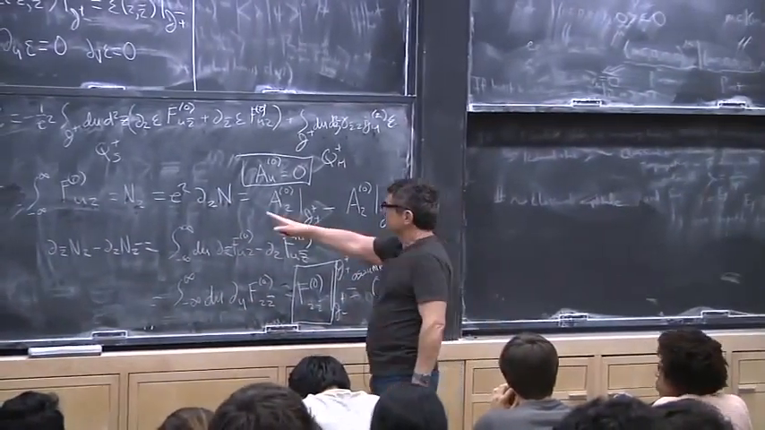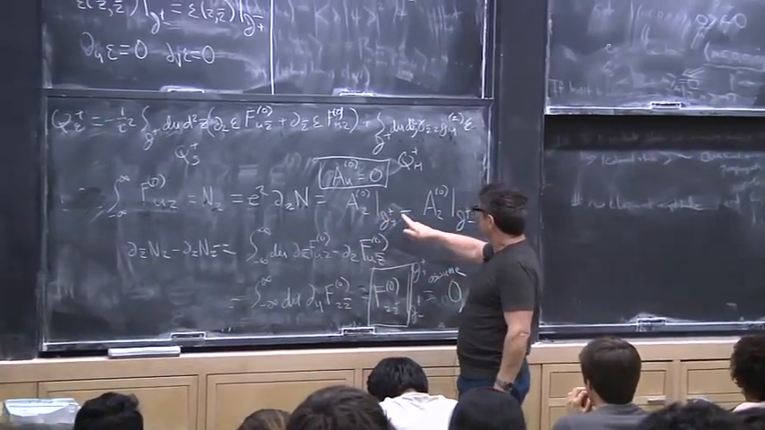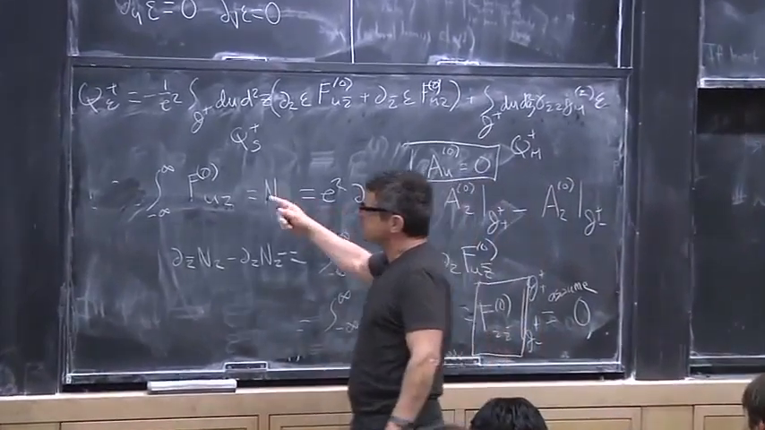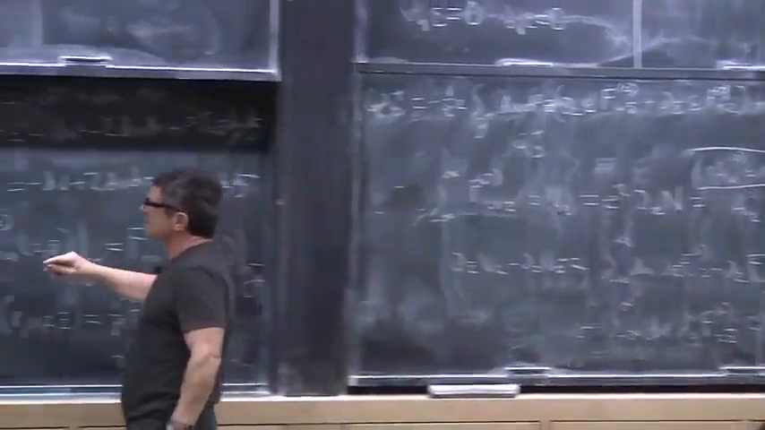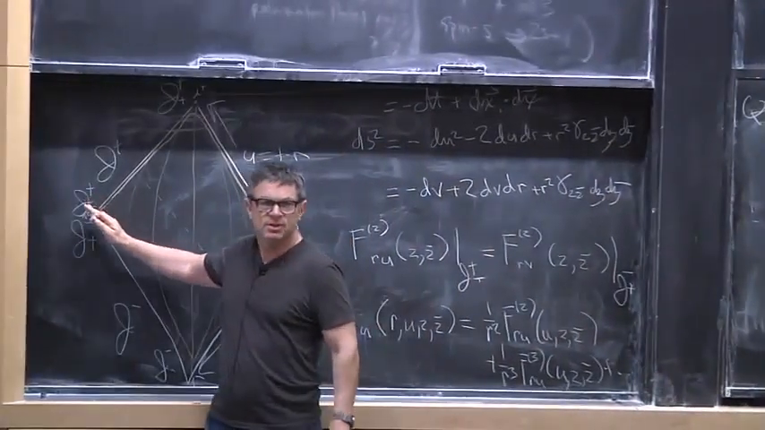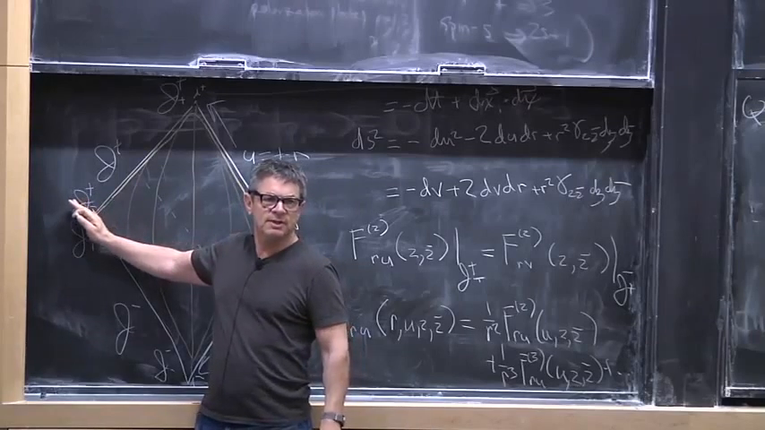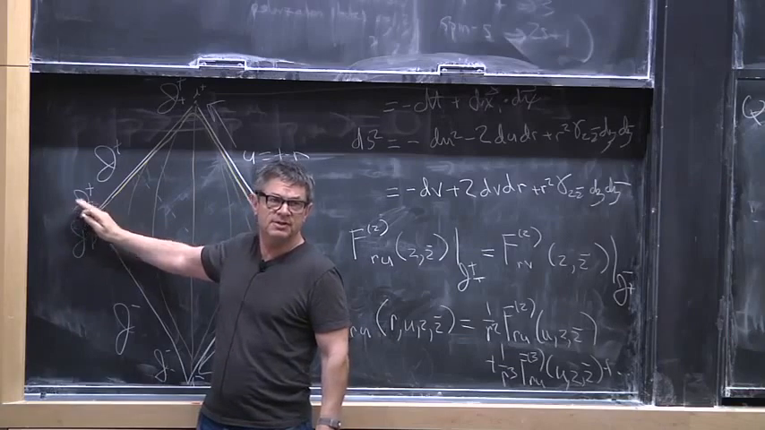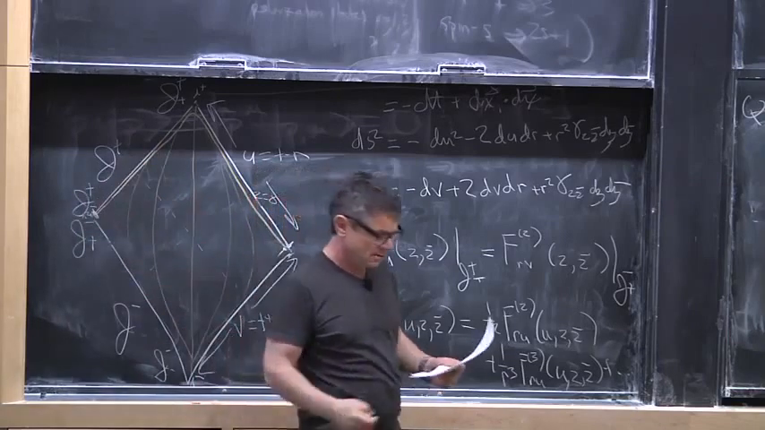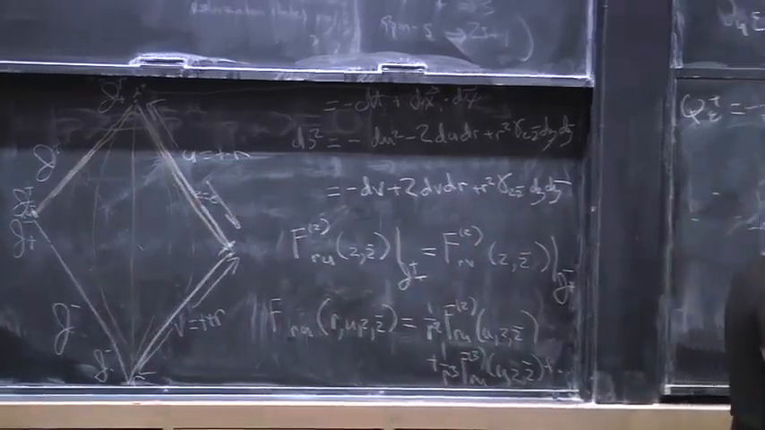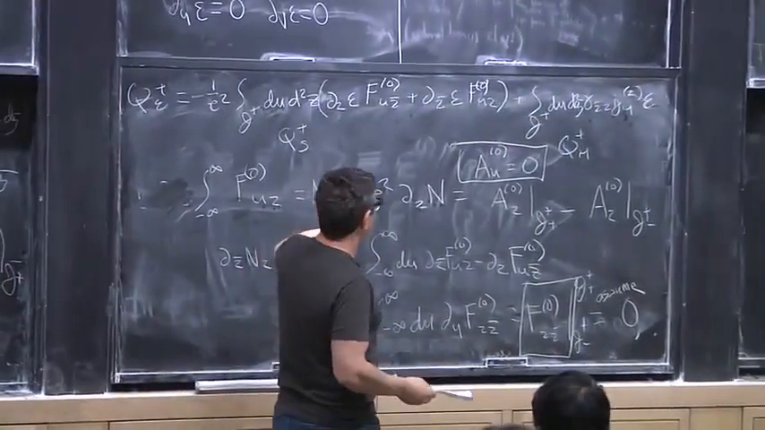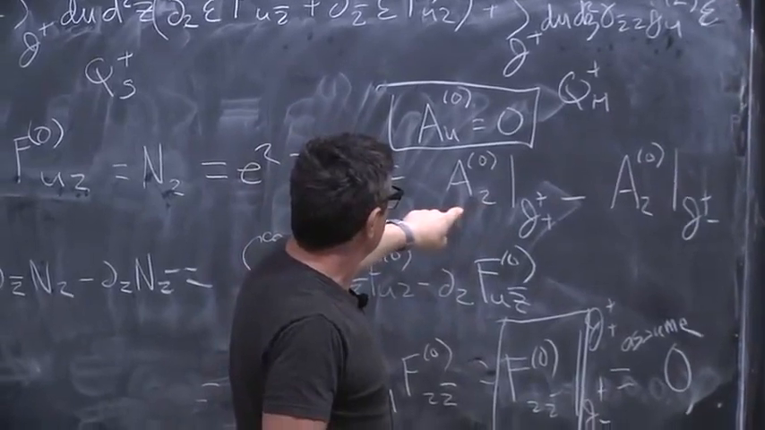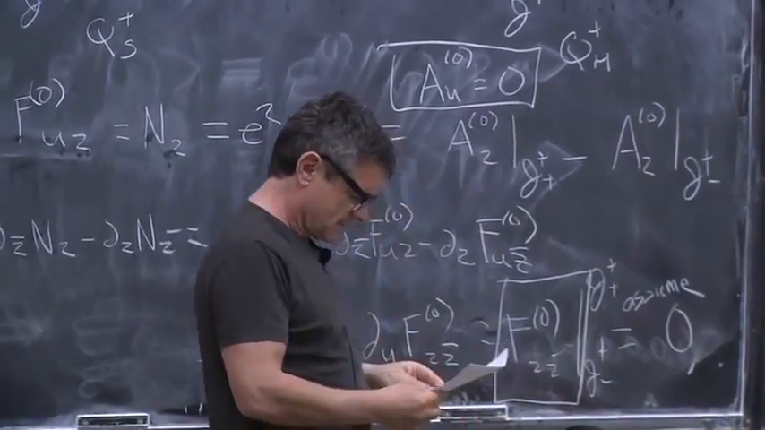So this soft photon, if you like, is the shift, it's the gauge transformation which relates the pure gauge field configuration at the top and the bottom of scri plus. And note that this field itself, I'll come to that a little bit later.